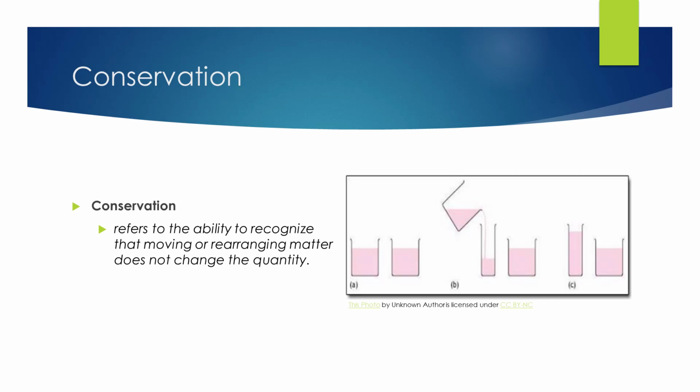Furthermore, children at this stage also struggle with the concept of conservation. This is the understanding that quantity remains the same despite changes in shape or appearance. For example, when liquid is transferred from a short, wide glass to a tall, thin one, preoperational children will often judge the amount of liquid to have changed, focusing on the height rather than the volume.